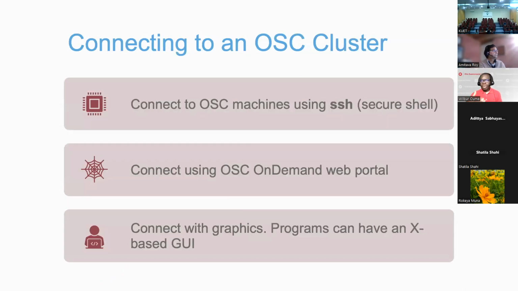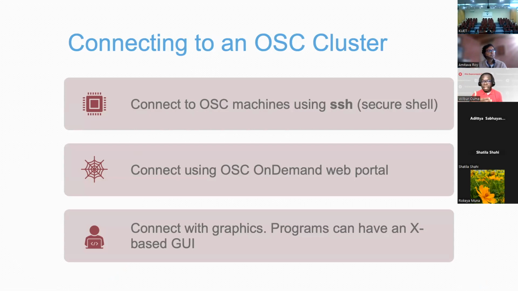So how would you start connecting to the cluster? Of course, as I mentioned, the first thing you have to do is to make sure that you have an OSC account, a username that you'll create. And then that username will be associated with a project account, and then you'll be able to connect to the cluster. I did mention that you can connect either using the SSH terminal window from your local machine, or you can use the on-demand web portal that I'll be demonstrating.